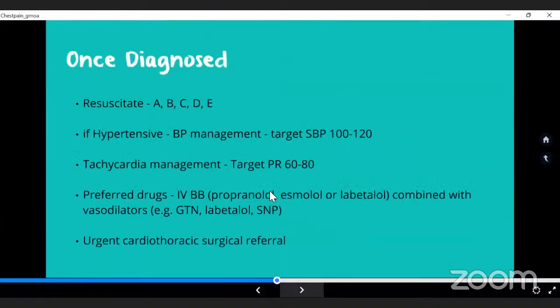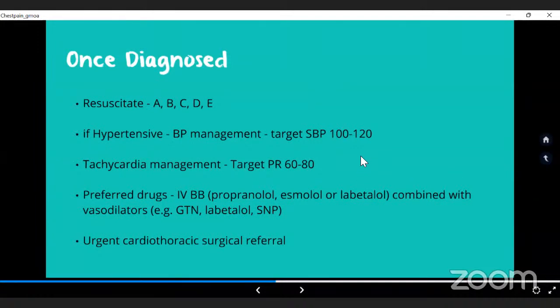Okay. So once diagnosed, you need to do thorough, robust resuscitation. You have to make sure ABCD is stable. If the patient is hypertensive, you need to reduce the blood pressure immediately because hypertension worsens the condition. So you have to target a systolic blood pressure of 100 to 120. At the same time, tachycardia also worsens the condition, so you need to reduce the heart rate. Ideally, you can use IV beta blockers like propranolol or labetalol.